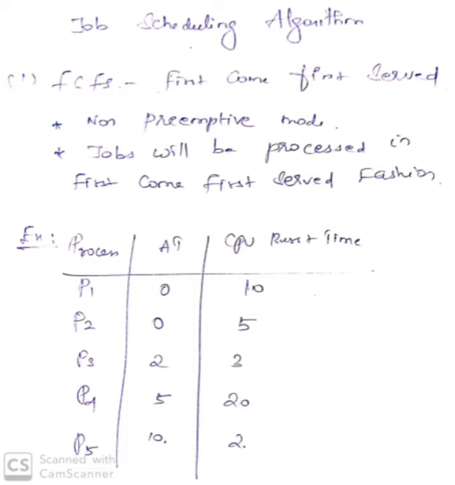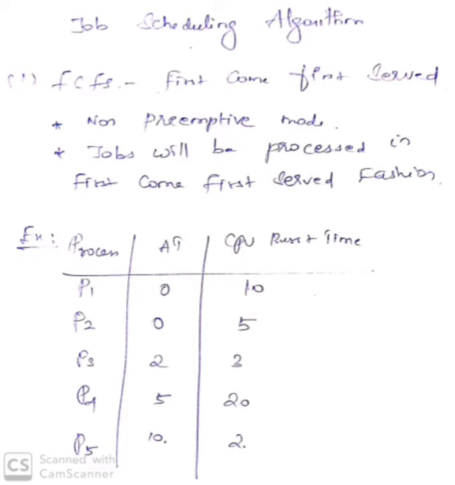There are many algorithms available. Today we will see the FCFS algorithm. What is FCFS? That is the first come first served algorithm. The jobs get processed in the order in which they get into the queue. That is called the FCFS algorithm. There are two modes, which are already familiar in OS concepts: preemptive and non-preemptive. And this algorithm works in the non-preemptive mode.